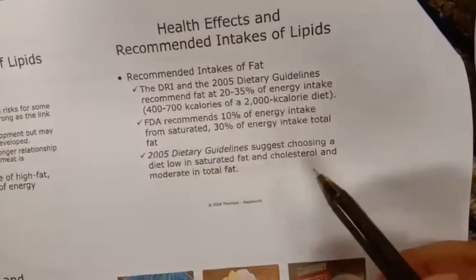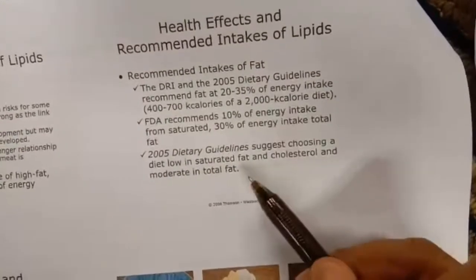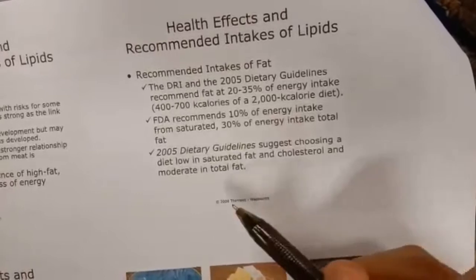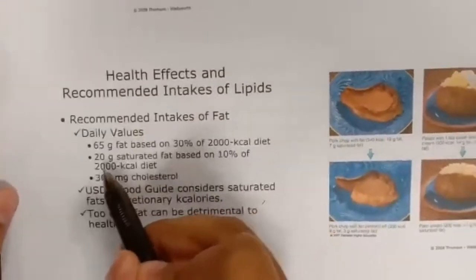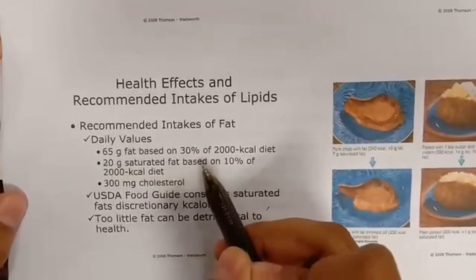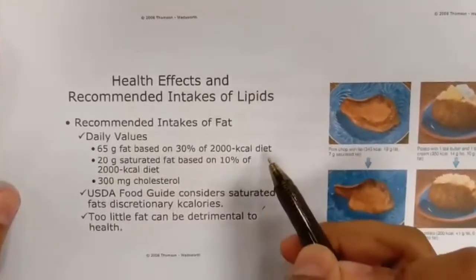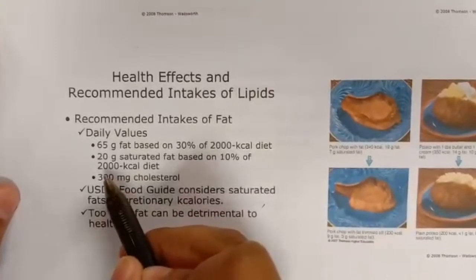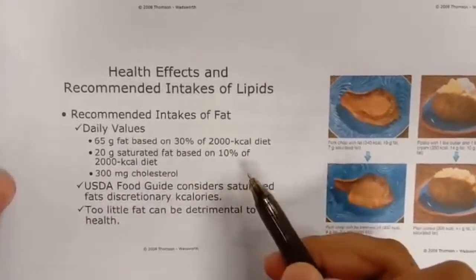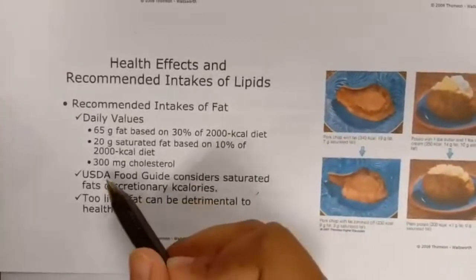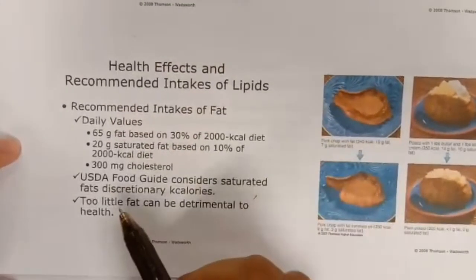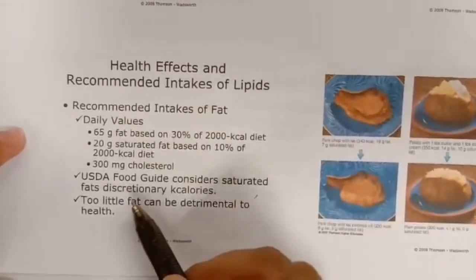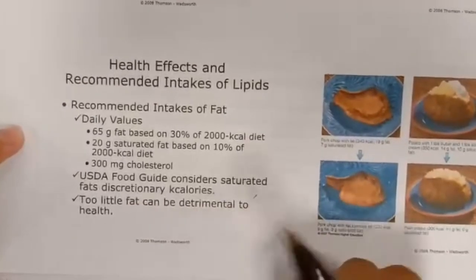2005 dietary guideline suggests kita ambil diet low in saturated fat and cholesterol and moderate in total fat. And recommended intake of fat untuk daily values, 65 grams fat based on 30% of a 2000 kcal diet, and next 20 grams saturated fat based on 10% of a 2000 kcal diet, and 300 milligrams of cholesterol. And then the USDA food guide considers saturated fat as discretionary calories.